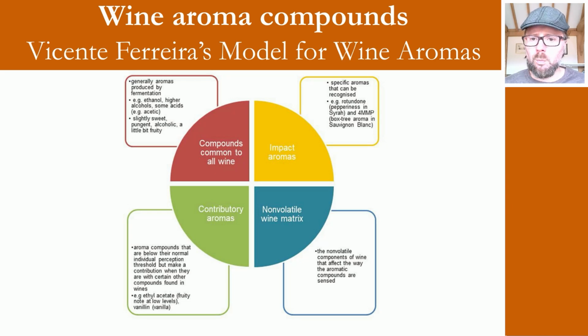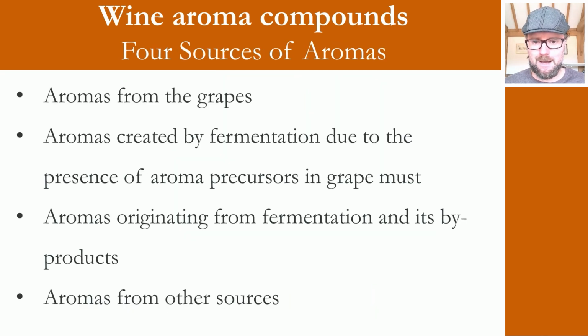And then we've got the common compounds, all common to wine. There are hundreds of these produced by the act of fermentation. So, for example, ethanol, as it says here, higher alcohols, some acids like acetic as well. So you've got compounds which may be sweet, pungent, maybe fruity. We'll talk through some of these as well.